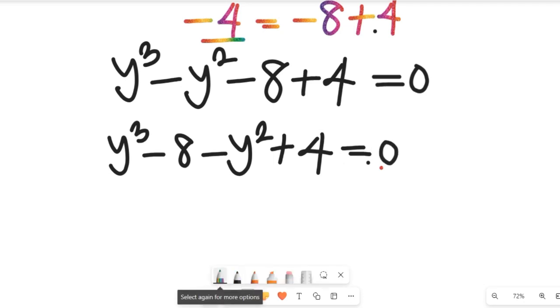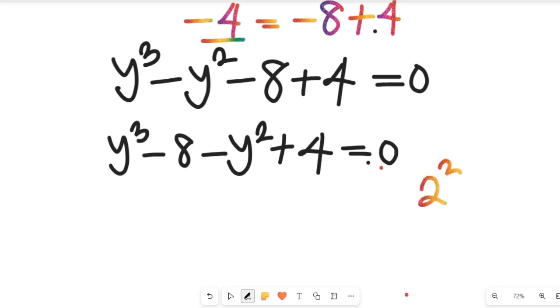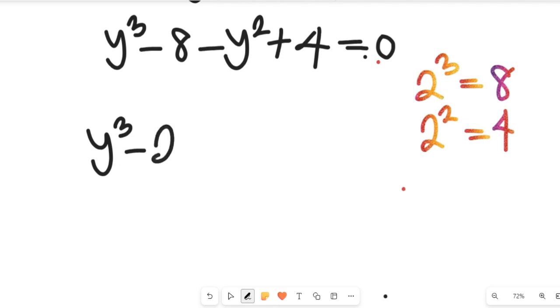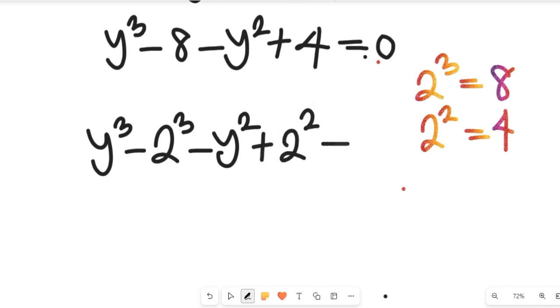Now, I want you to also recall something. From this expression, 2 to the power of 3 is equal to 8, right? And then we'll have 2 to the power of 2 is equal to 4. So if we impart that into that equation, we'll come to see that that expression will now give us y to the power of 3 minus 2 to the power of 3 minus y to the power of 2 plus 2 to the power of 2, and this will be equal to 0. Great. Now, let's see how we'll simplify.